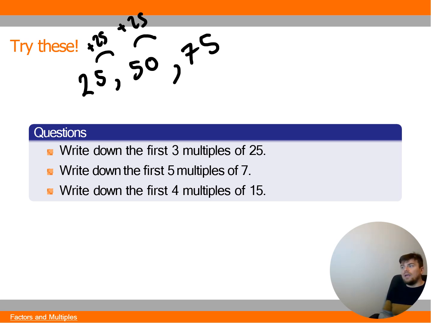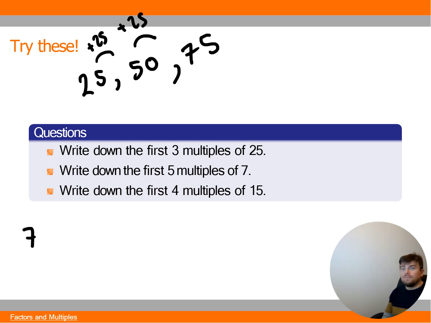Write down the first 5 multiples of 7. So now this is key. Knowing your times tables is really key to understanding multiples, and it's also key to understanding your factors as well, and doing this nice and quickly also. That's what we want.